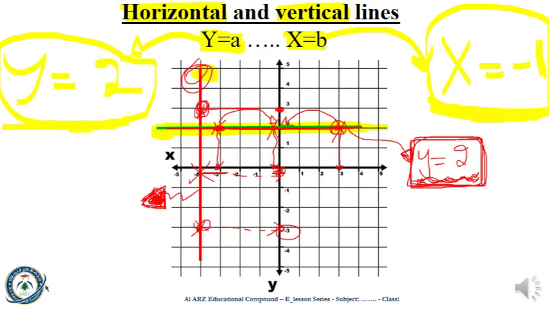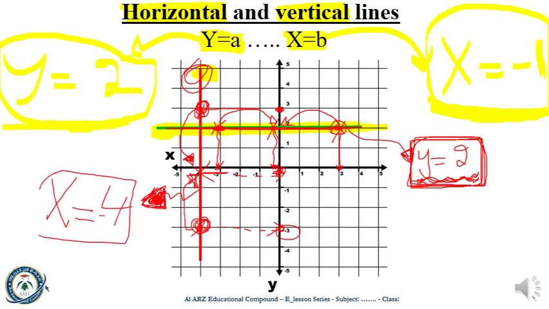But what about x? Well, what is the x of this point? What is the abscissa of this point? In this case, it's minus 4, right? But what about this one? This point also has minus 4 as abscissa. So all the points on this line have something in common, which is x, that's equal to minus 4. So this is why the equation of this vertical line is x equal minus 4.